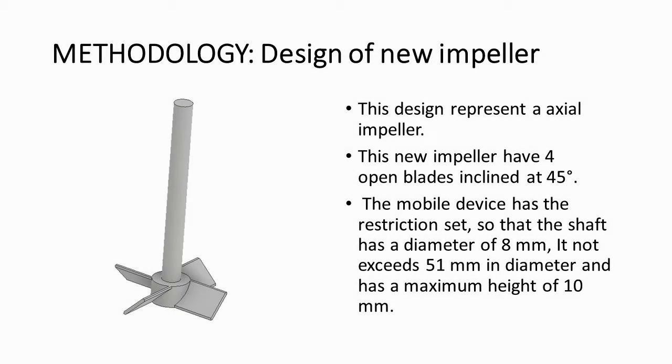Methodology. Design of the new impeller. This design represents an axial flow impeller. This new impeller has 4 open blades inclined at 45 degrees with respect to the agitator. The mobile device has the restriction that the shaft has a diameter of 8 mm and the impeller does not exceed 51 mm in diameter and has a maximum height of 10 mm.